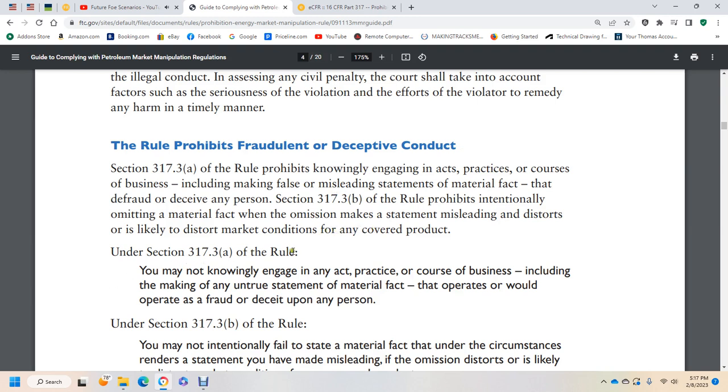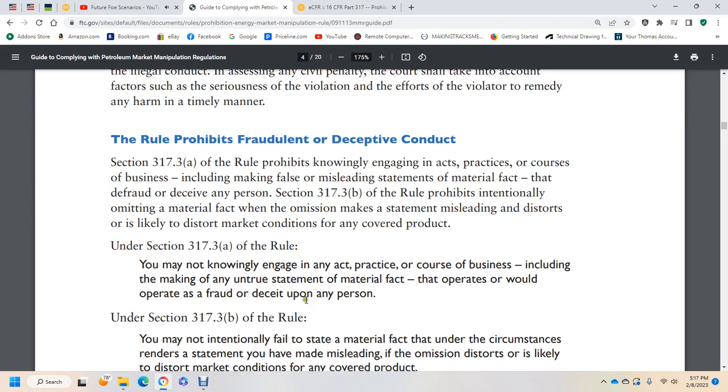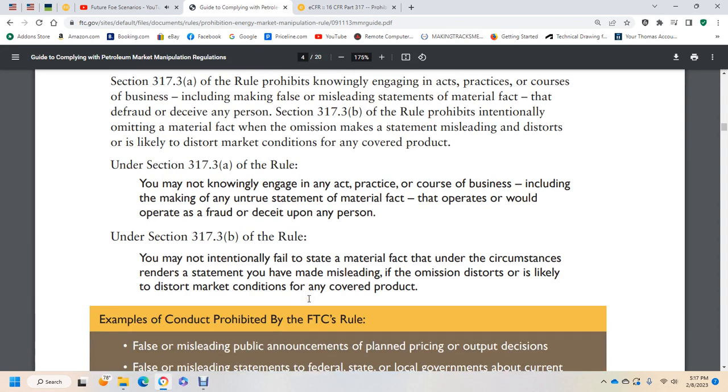Under Section 317.3(a) of the rule, you may not knowingly engage in any act or practice in the course of business, including making an untrue statement of material fact, that operates or would operate as a fraud or deceit upon any person. Under Section 317.3(b) of the rule, you may not intentionally fail to state a material fact under circumstances that render the statement misleading, where the omission distorts or is likely to distort market conditions for any covered product.